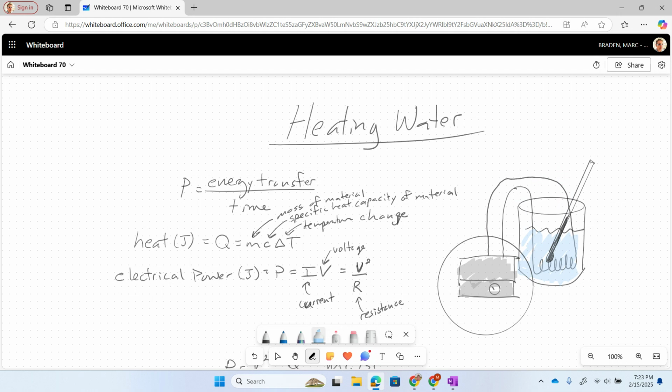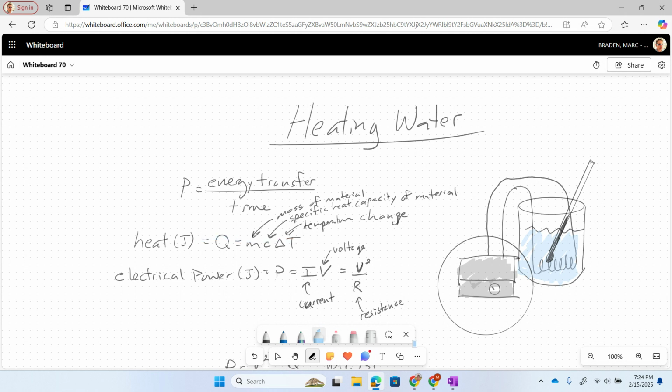And so the student has these equations here, and they're going to make a claim using the equations. So this is their fancy math. We already know that power is energy transfer over time. This is an equation from chemistry that you may have learned: Q equals mc delta T.